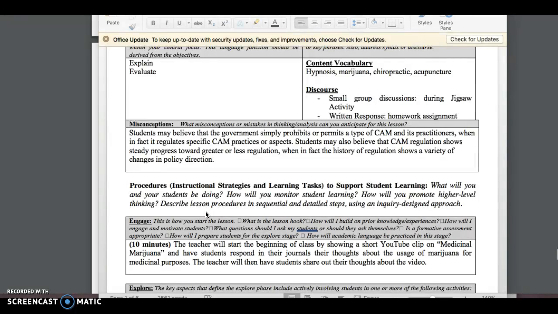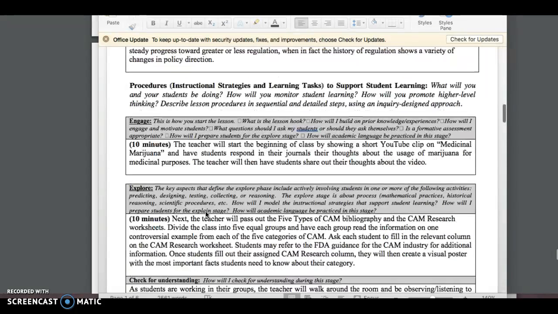And then the misconceptions. Students may believe that the government simply prohibits or permits a type of CAM and its practitioners, when in fact it regulates specific CAM practices or aspects. Students may also believe that CAM regulations show steady progress towards greater or less regulation, when in fact the history of regulations shows a variety of changes in policy direction. I actually just pulled that right off of the misconceptions page on the given Link Learning site.